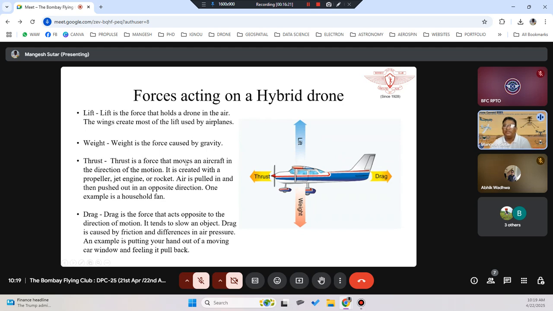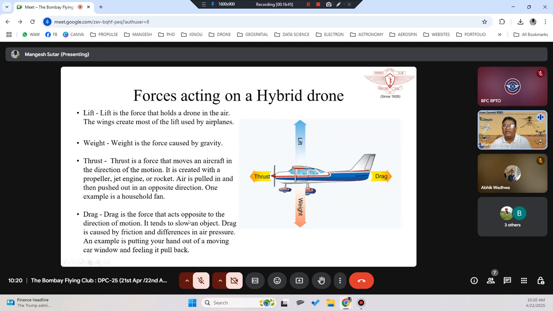Thrust is the force that moves the aircraft in the direction of the motion. जो भी आपका motion of direction रहेगा depending upon your propeller, front loaded propeller रहेगा या back loaded propeller रहेगा, depending on that it will create thrust. The propeller can be powered by using a jet engine, rocket, or maybe even BLDC motors also. So air is pulled in and then pushed out in the opposite direction. One example is a household fan.